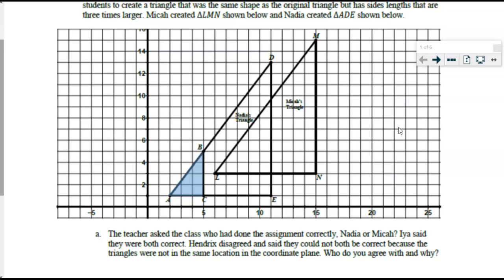Okay, the same one, just translated, so it still is going to be the same. They still met the goal. What else do you have to say, Jaden? One's translated and the other one's dilated. Okay, different transformations. Good. And last comment, Gracie.